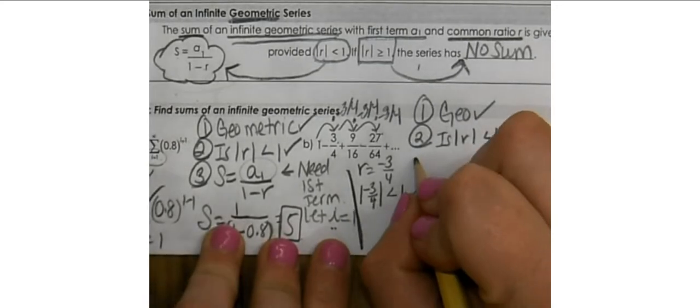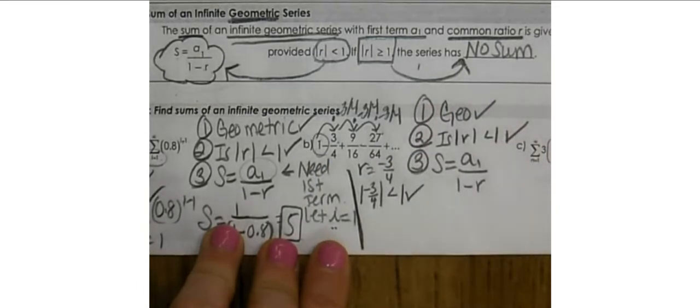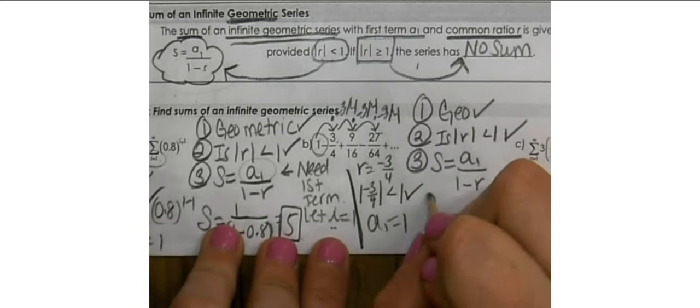So now I'm going to use my rule. I have s is equal to a sub 1 divided by 1 minus r. What's cool is that I do know what my first term is. They gave it to me. My first term is 1. So I'm just going to say s is equal to 1 divided by 1 minus my r value, which is negative 3/4.